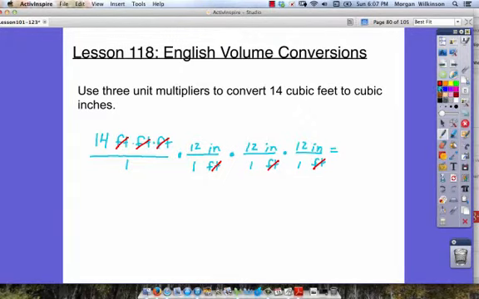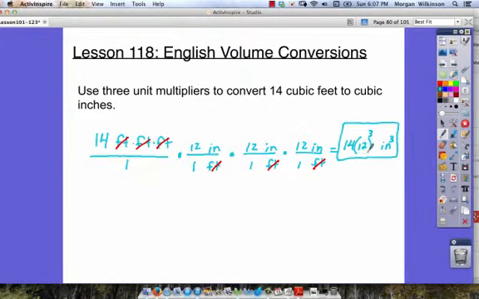So we've got our final answer. We're going to have 1 in the denominator. In our numerator, we're going to have 14, we can write over here, times 12, times 12, times 12. Or we could write 14 times 12 to the 3rd power, and our label is cubic inches. So we could write inches to the 3rd power. Then this is how we can report our answer. In fact, this will be the best way to report your answer.